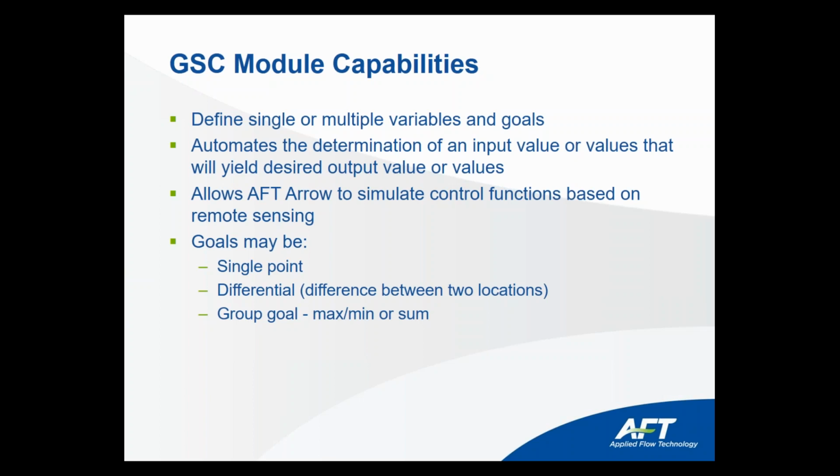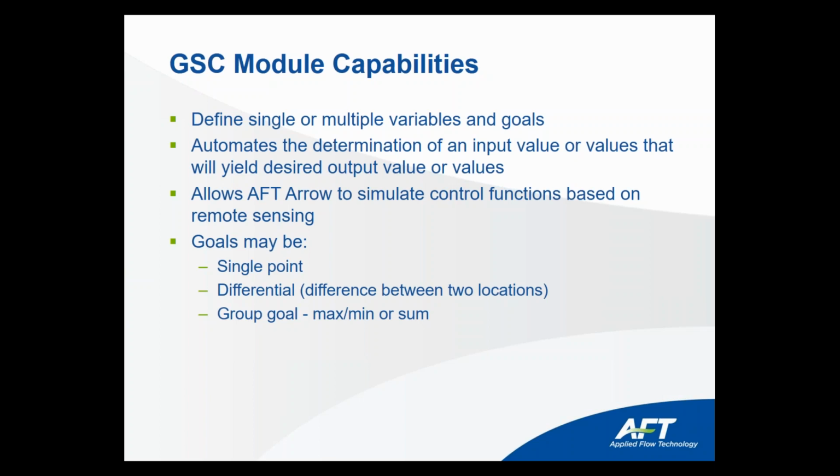And we can also simulate control functions based on remote sensing. So again, a common question of that is, what does the control valve setting need to be in order to achieve a flow rate downstream on a branch line somewhere far away? And the GSC module in AFT Arrow can definitely handle that.